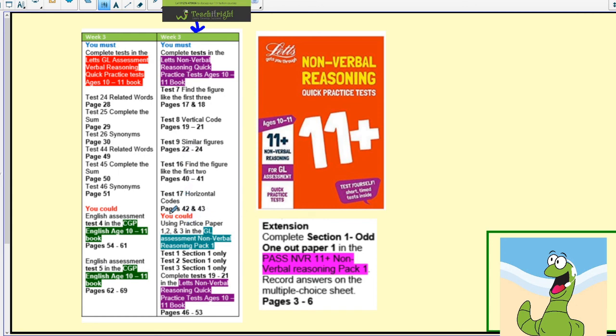But I'm just going to highlight that you could go on and start using some of the practice papers. But equally, if you want an extension on some more odd one out, because I think odd one out is one of those ones where more practice is better, there are about 3 pages worth you could also do as another extension. So I'm adding this extension in for you guys to potentially finish. And that is in the Past NVR 11 plus non-verbal reasoning pack. And again, that's the pack that looks sort of wrapped in cellophane.